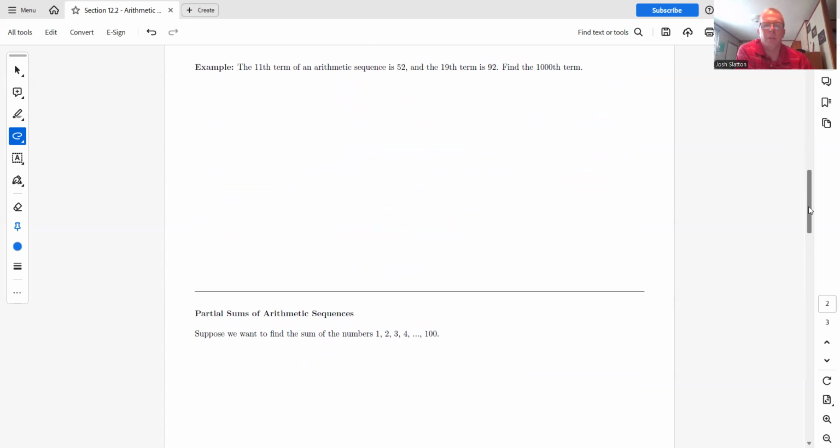Now, obviously, we don't want to just go from there, term by term. So what we can do, we can say a11 is a plus n minus 1, so that'd be 10 times d. a19 would be a plus 18d. So we know that a11 is 52. So we can set up a little system of equations here. So a19 is 92. So that's a plus 18d. And so we can solve this system of equations.